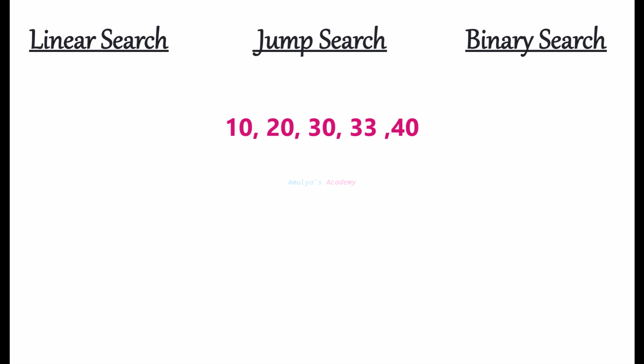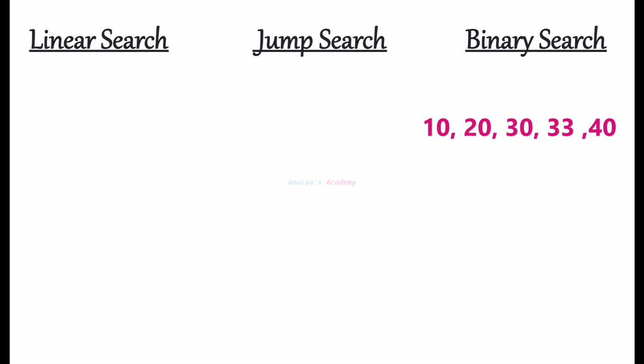And binary search algorithm repeatedly divides the list in half. Check the middle element. If target is the middle element, then return its index. If target is less, go to left. If target is greater, go to right.